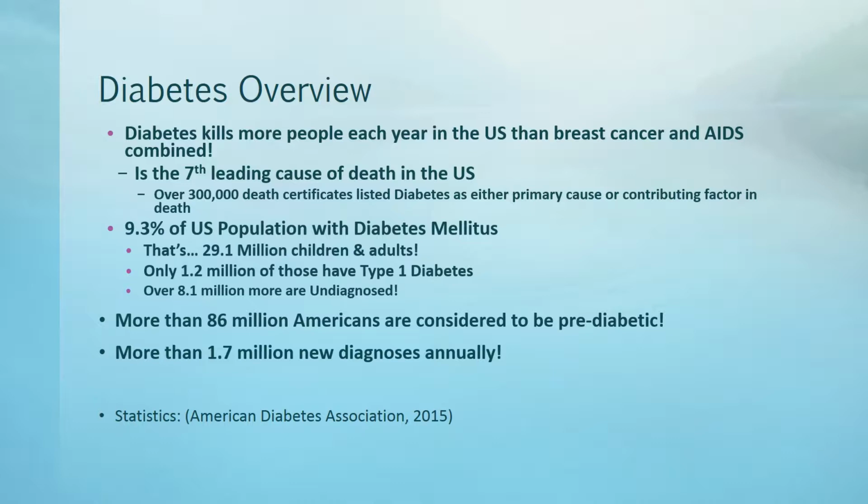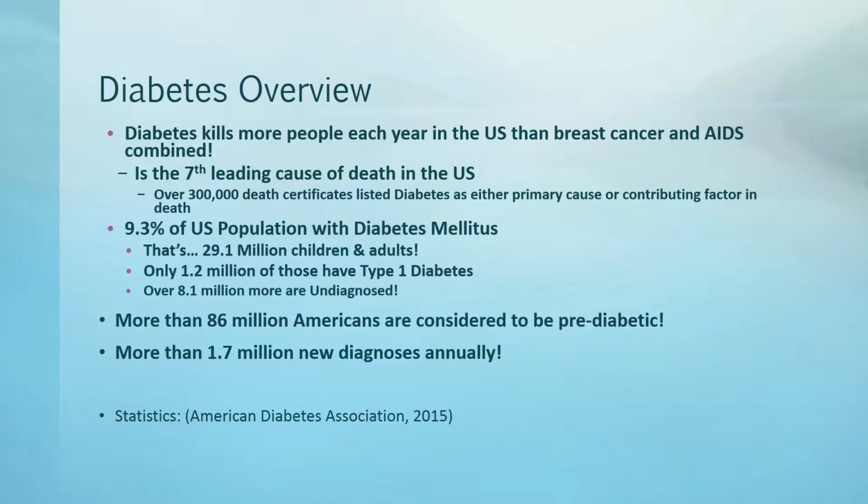Diabetes kills more people each year when you compare it to breast cancer and HIV combined. It is the 7th leading cause of death in the U.S., and about 300 death certificates are listed as diabetic complications. The complications will involve either an infection, or another thing that occurs with these patients is end-stage renal disease. A lot of times it will be a complication of their diabetes.